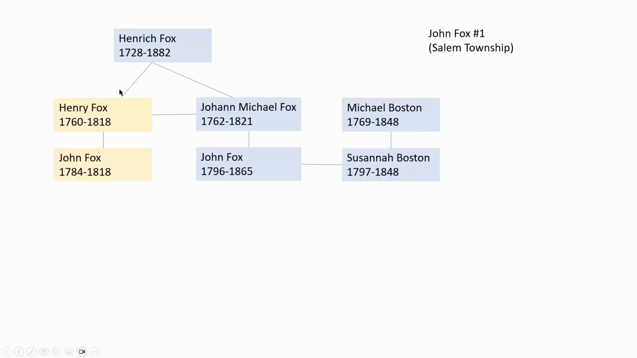So we now have Henry Fox and John Fox from before. I've added Henry's father, who was known as Heinrich. He had 2 sons. This line shouldn't be here, but he had 2 sons.